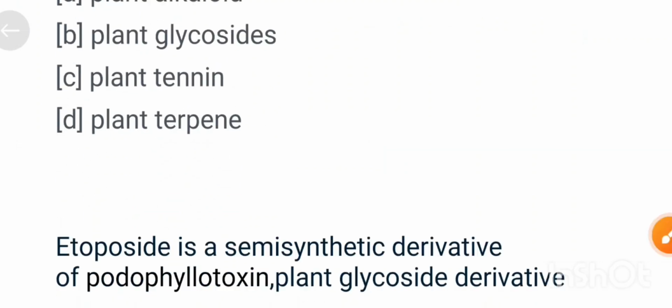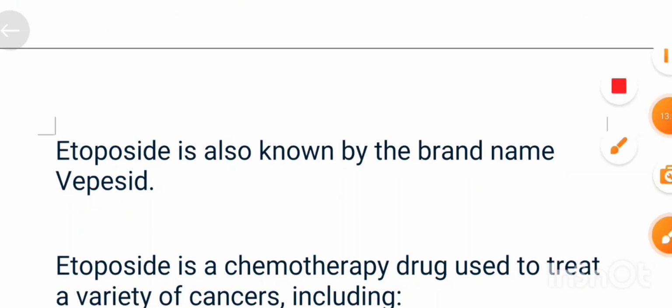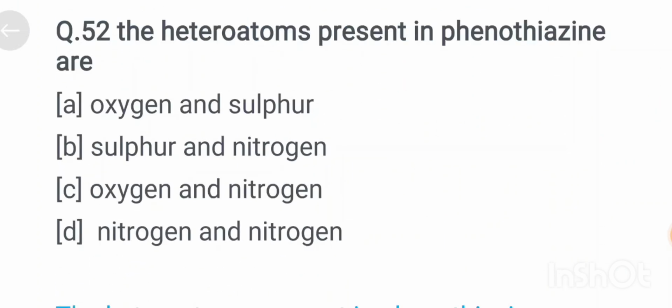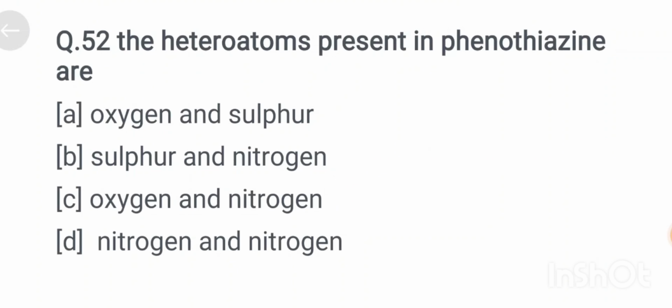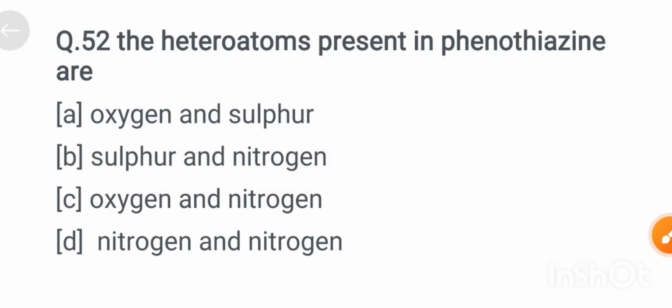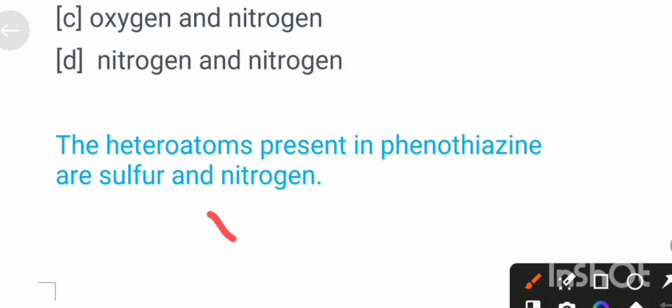Next question. The heteroatoms present in phenothiazine are option A, oxygen and sulfur, option B, sulfur and nitrogen, option C, oxygen and nitrogen, option D, nitrogen and nitrogen. Correct answer is option B, sulfur and nitrogen. The heteroatoms present in phenothiazine are sulfur and nitrogen.